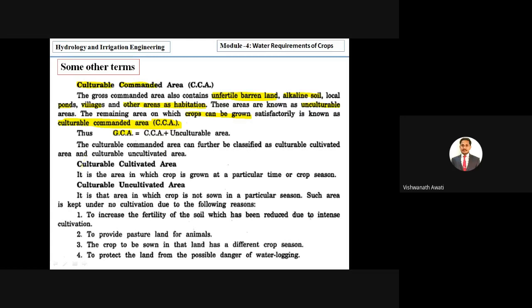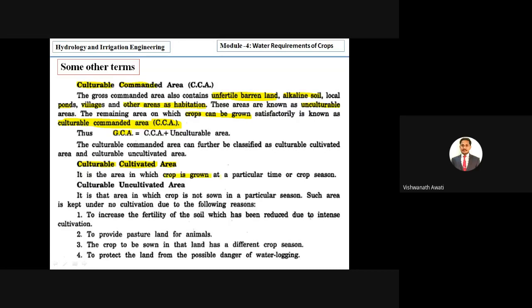Here you should focus on each word. Now you will see, culturable cultivated area. We know what we mean by culturable, correct? It means it is good for agriculture, so we can make cultivation. And in that period of time it is cultivated, meaning the cropping is made, or agriculture is under way. That is the area in which crop is grown.